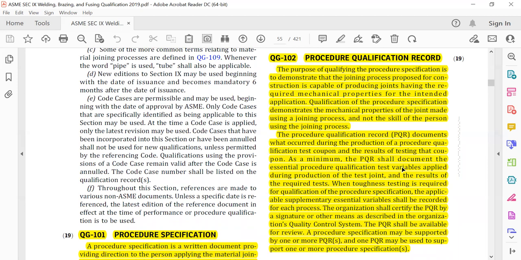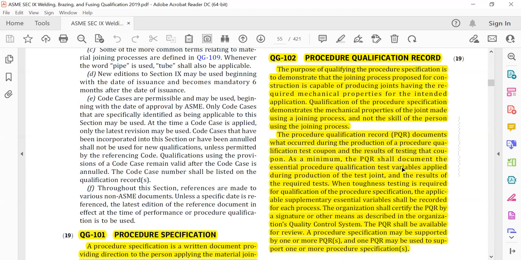Procedure qualification record. The purpose of qualifying the procedure specification is to demonstrate that the joining process proposed for the construction is capable of producing sound joints having the required mechanical properties for the intended application. It's a sound joint, that's all. Qualification of the procedure specification demonstrates the mechanical properties of the joint made using the joining process, and not the skill of the person using the joining process. Skill is by welding performance. The mechanical properties. So a good welder is always doing the PQR.